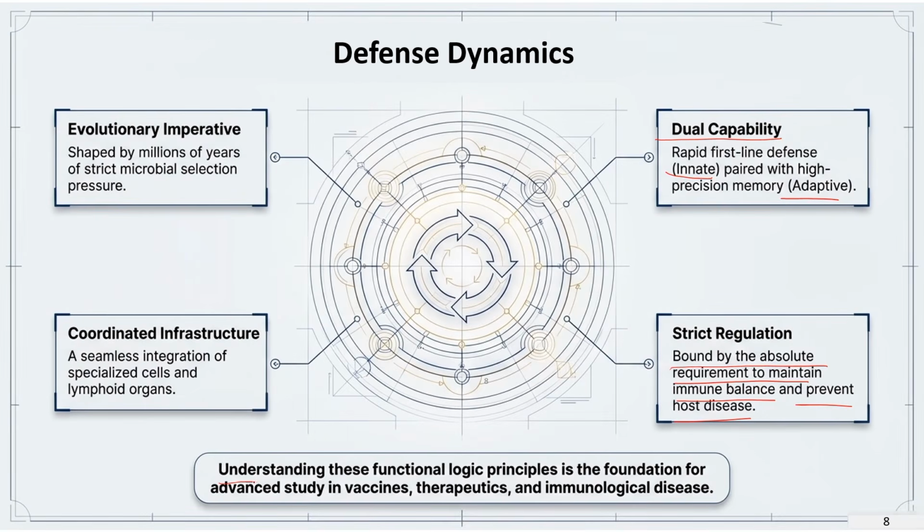Understanding these functional logic principles is the foundation for advanced study in vaccine therapeutics and immunological diseases, and is very important. Gradually, when we learn the problems in the immune system, we will see how deviation in the immune system could lead to deleterious effects in disease conditions such as hyperimmunity or autoimmunity or any other manifestation of deviation in the immunological responses. So these are all the dynamics of the defense system which we have in our body.